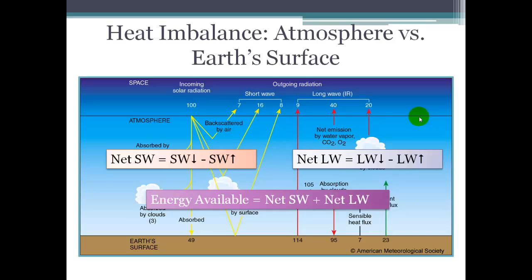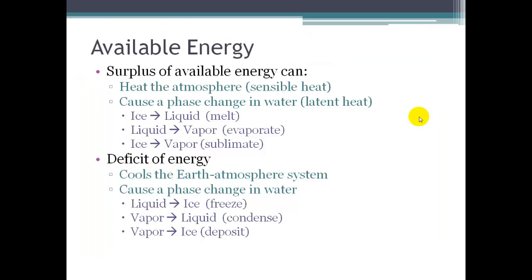So when we look at the energy budget for the Earth, the amount of energy available, we're looking at the net amount of shortwave energy plus the net amount of long-wave energy. And this energy is available to do two things. It can heat the atmosphere, this is what we call sensible heat, or it can cause a phase change in water, what we call latent heat.